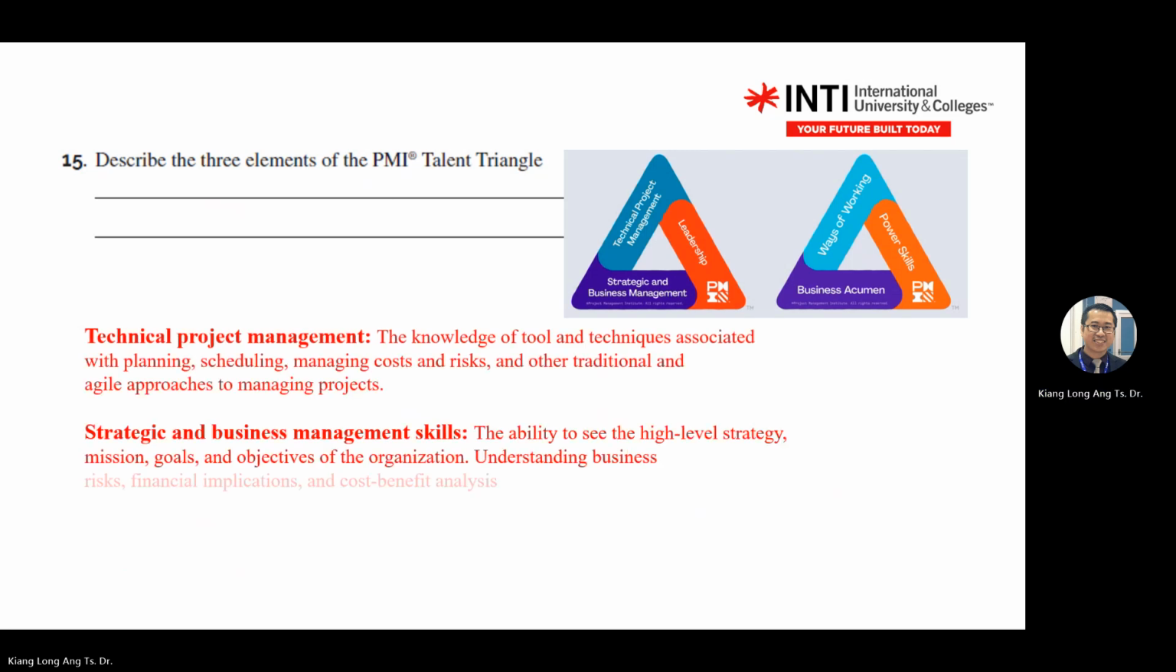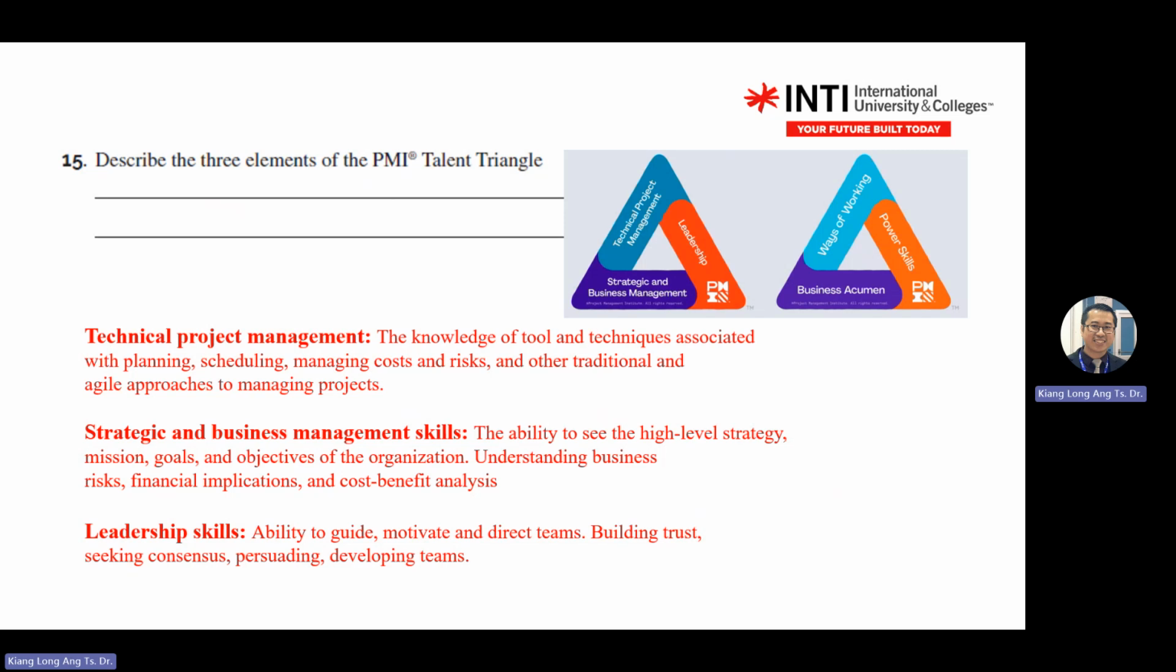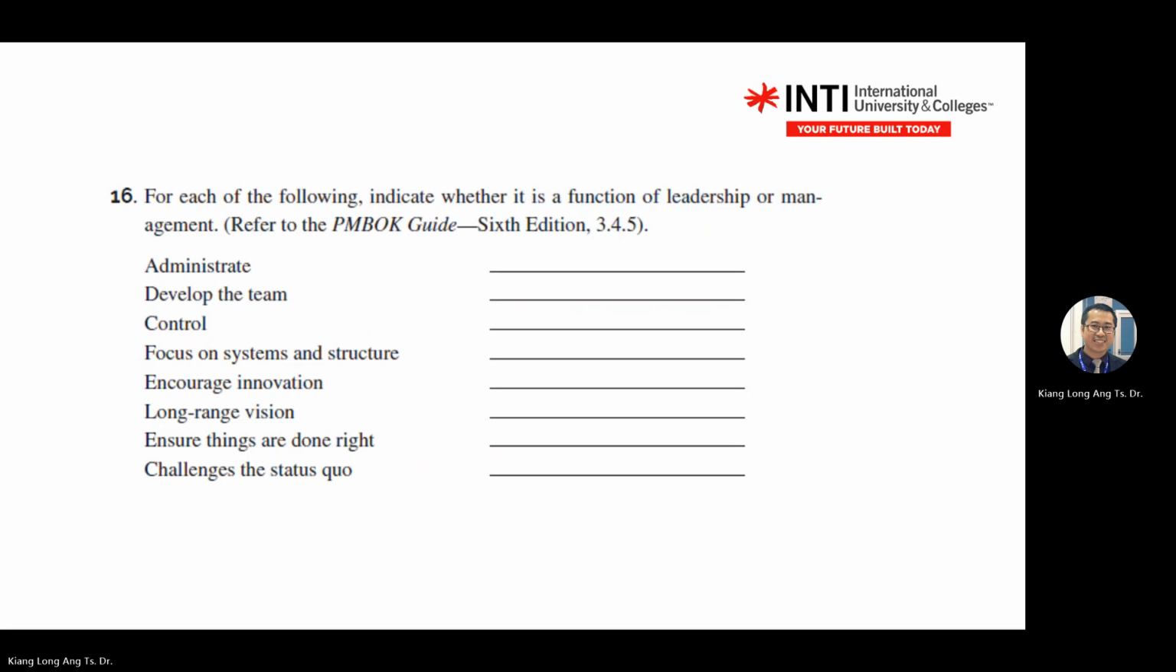Okay? This one we already know. We already repeated this one in chapter 1. Okay, important is the keyword: technical, business, and leadership. These three are mentioned in the talent triangle, already copyrighted by PMI. Okay. This one, PM book again, leadership things.